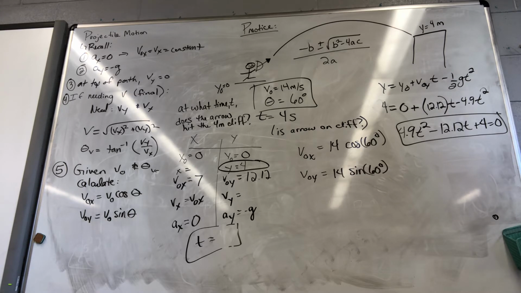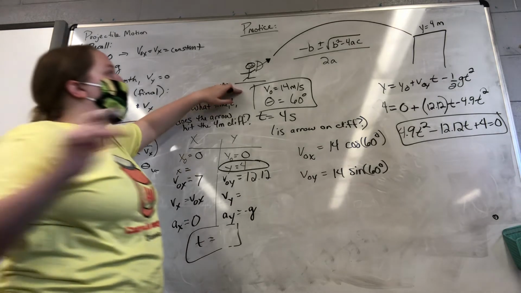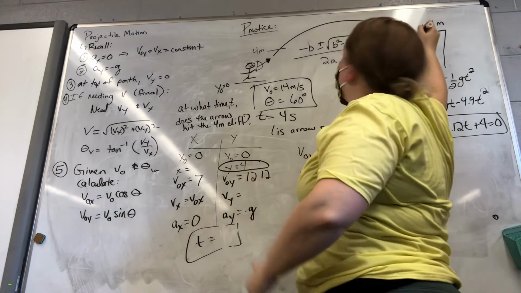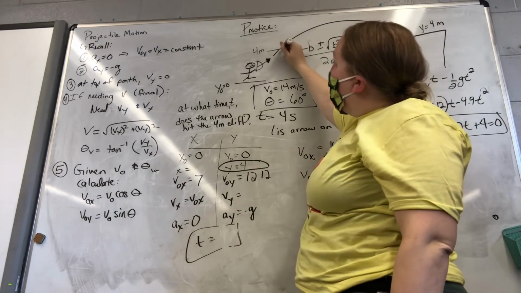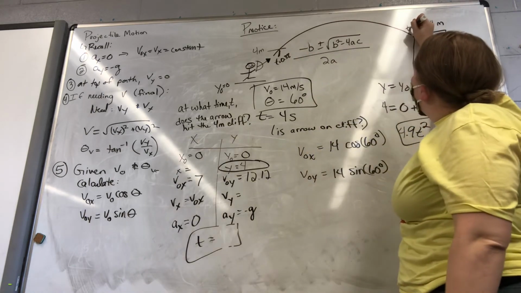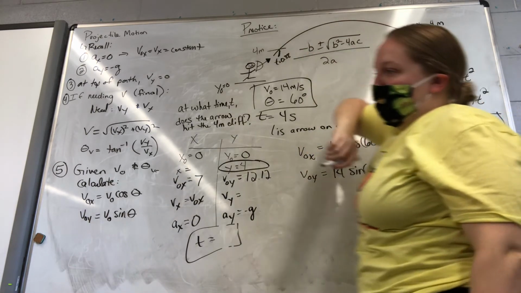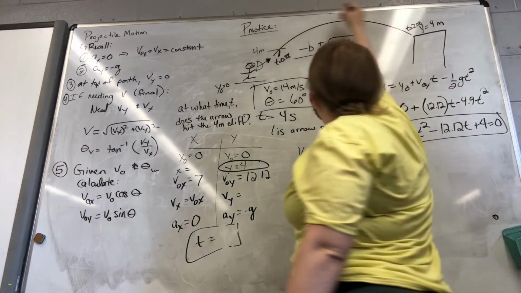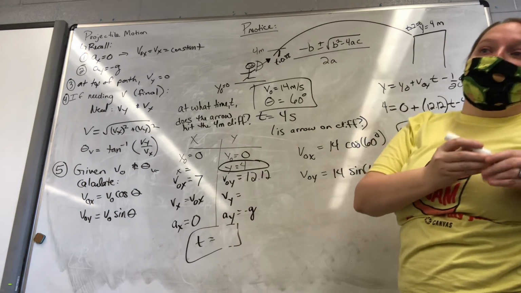Ooh, they both come out positive. But that one doesn't make sense. Well, let's think about the path. If it starts at 0, isn't it gonna cross 4 meters twice? Because it's gonna go up and then come back down. So this is gonna be the first time point, and this is gonna be the second one. So that's your correct one, because after it went up, it came back down. So 2.08 seconds before it hits the cliff.